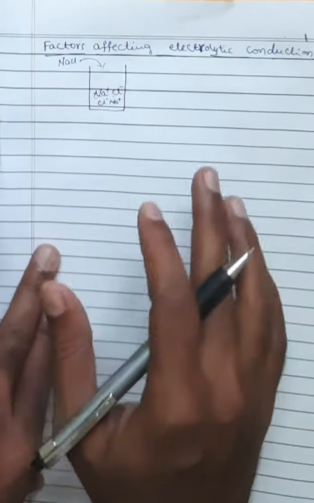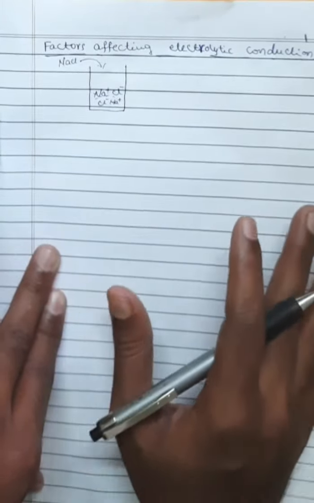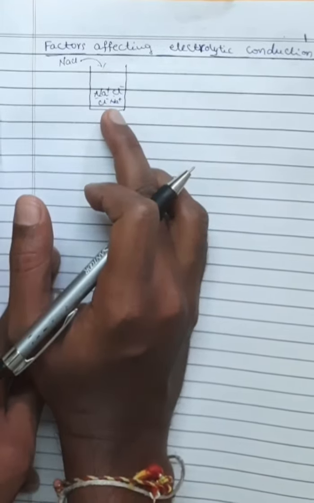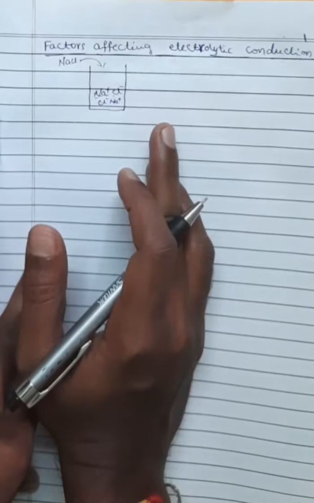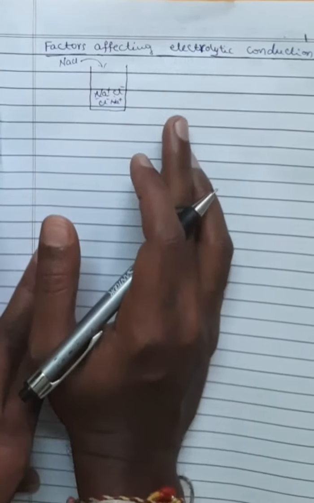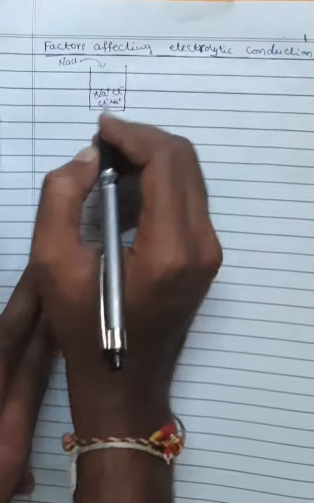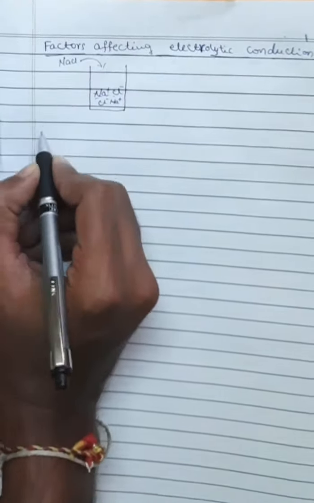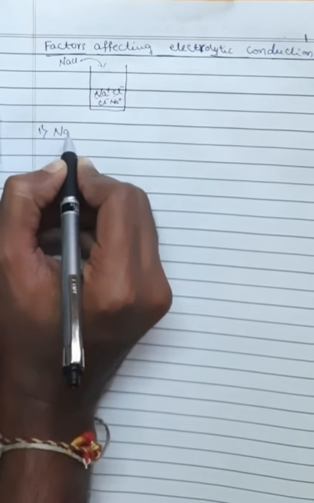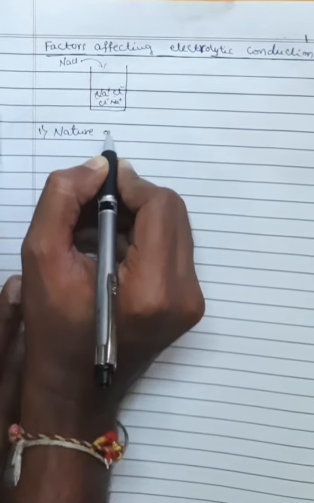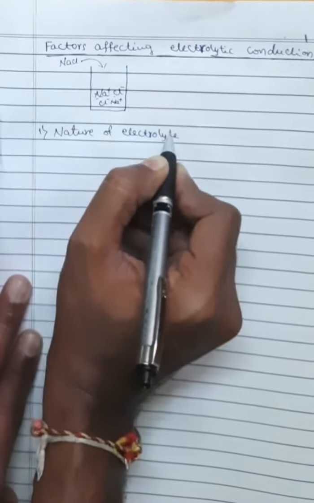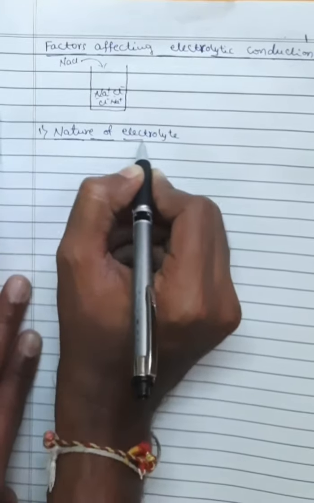Whenever you add an electrolyte to water, it becomes an aqueous solution, here of sodium chloride. This aqueous solution contains oppositely charged ions. These ions are free to move in the solution, and this free movement of ions will conduct electricity. Hence it depends first on the nature of the electrolyte, which means it will not be the same for all components. It is different for different types of electrolyte.